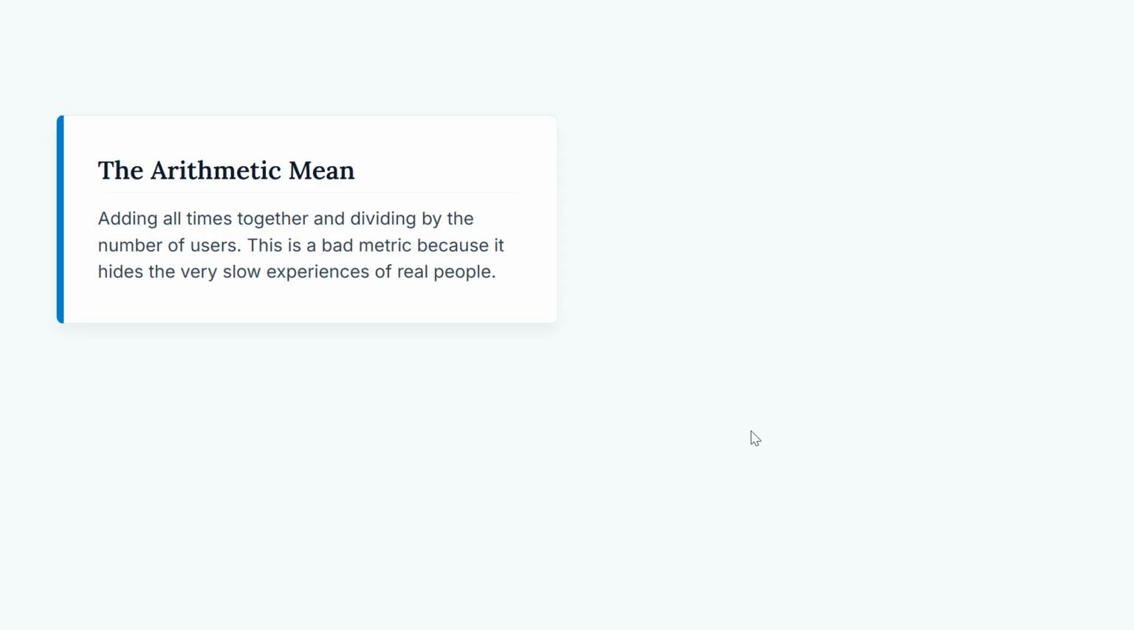Why is this bad? Imagine you serve 9 users very fast, in 1 second. But the 10th user waits for 50 seconds. The average says your system is fast. But that average hides the fact that one real human being had a terrible, broken experience.